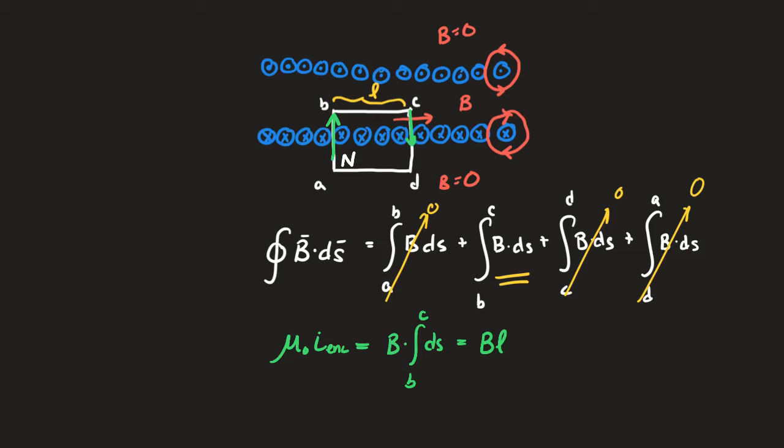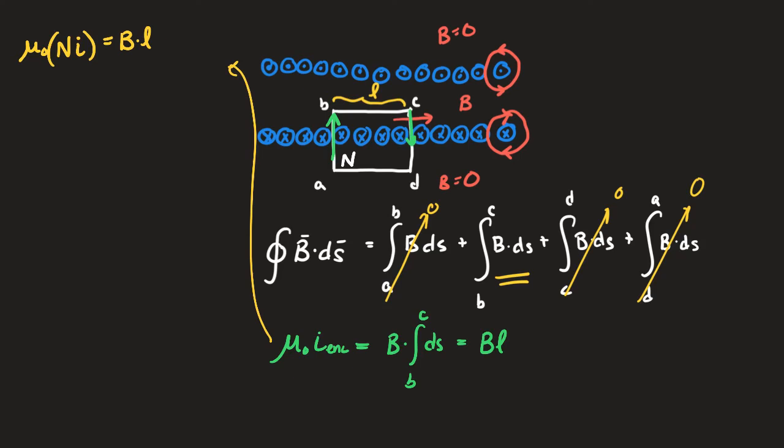This is important because when I bring all of this together, I'm going to have mu naught times capital N times the current that's in the solenoid. That's the amount of current enclosed. Since I encircled only the bottom wires, all of those currents are in the same direction, so they all contribute in the same way to my enclosed current. This is going to equal B times L.